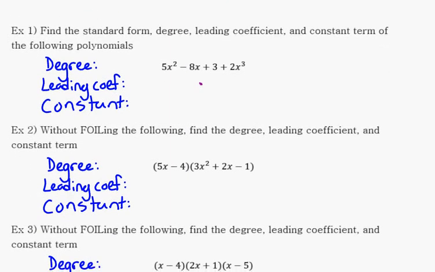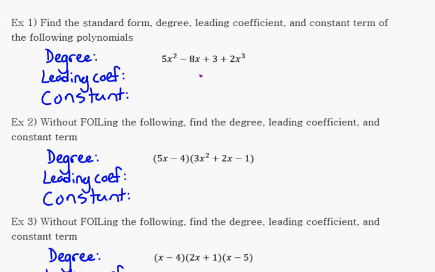We're going to find the standard form, the degree, the leading coefficient, and constant term of the following polynomial. So if I'm going to put it in standard form, I have to recognize first that there's my largest exponent. So he goes first, 2x to the third, done with him, and then just keep working your way down with a positive 5x squared, a negative 8x, and a positive 3. And that gets it all put into standard form.